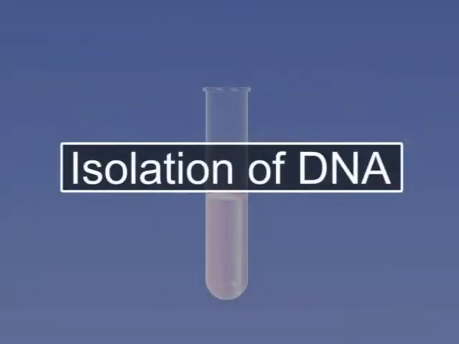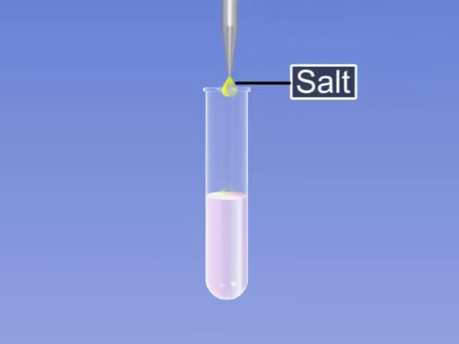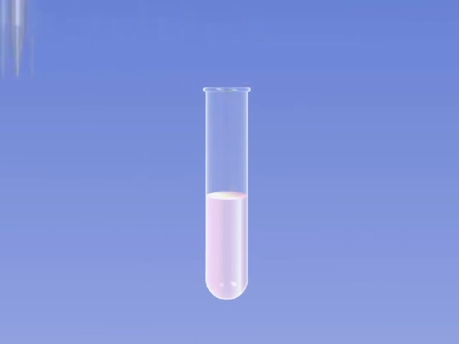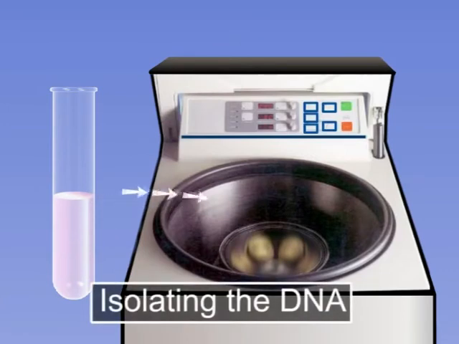Isolation of DNA. The first step is isolating the DNA in question from the rest of the cellular material in the nucleus. This can be done either chemically, by using a salt to wash the extra material from the DNA, or mechanically by applying a large amount of pressure in a centrifugation machine.